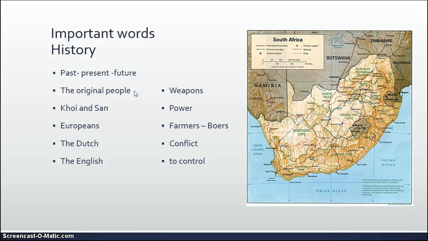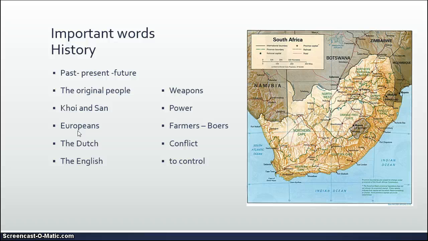In South Africa, there were two people there first. They were called the Khoi and the San people. But then, as many places around the world have experienced, the Europeans came. First, the Dutch people came, people from the Netherlands. They sailed there, of course, and they settled because it was a nice country where they could be farmers.